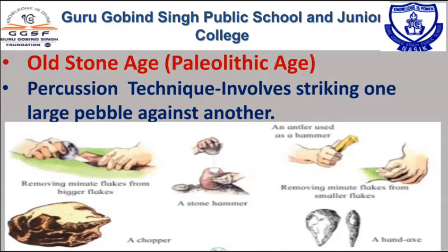Also you can see here some examples: in the first picture, removing minute flakes from a bigger flake, then a chopper, a stone hammer, an antler used as a hammer, and a hand axe. So these are the different tools used by Homo erectus or Homo habilis for their different tasks.